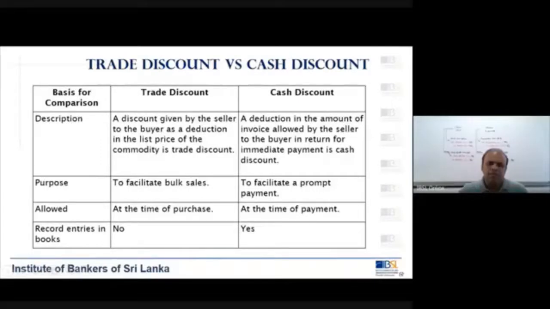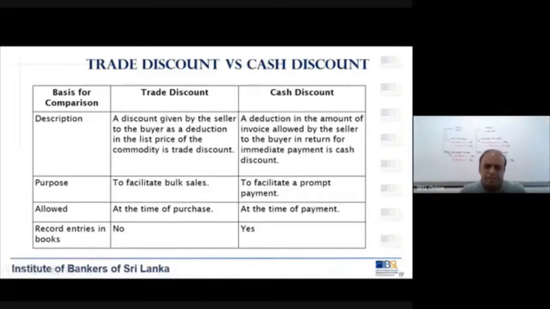So what does the definition say? A trade discount is a discount given by the seller to the buyer as a deduction in the list price of the commodity. Whereas a cash discount is a deduction in the amount of the invoice allowed by the seller to the buyer in return for immediate payment in cash.